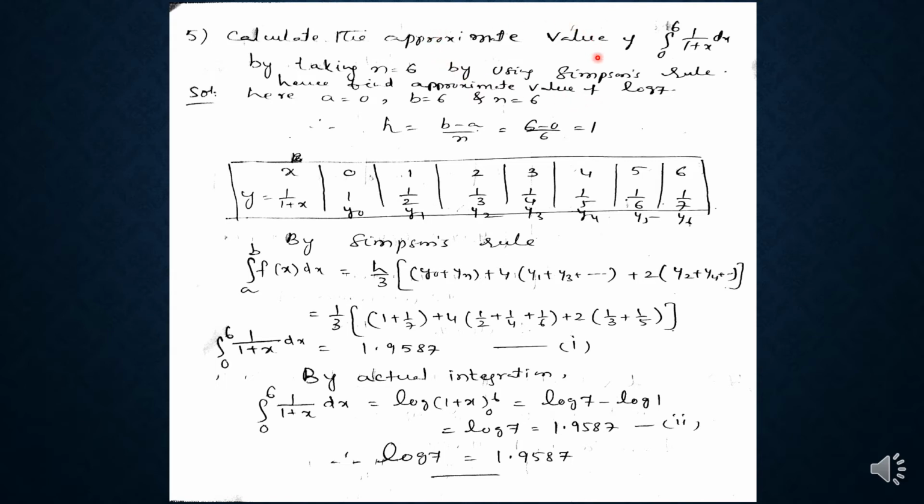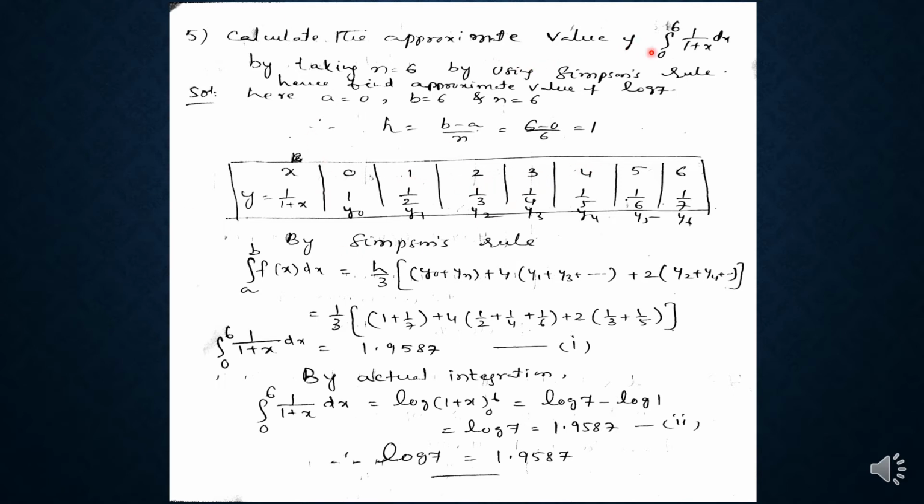So what is given here? The given interval is 0 to 6, that is a is equal to 0 and b is equal to 6, and the number of divisions is 6, n is equal to 6. So h is equal to b minus a by n, that is 6 minus 0 by 6, that is equal to 1. Now after getting the h value, prepare the tabular form. Now x starts from 0 to 6 with difference 1. x is equal to 0, 1, 2, 3, 4, 5, 6.